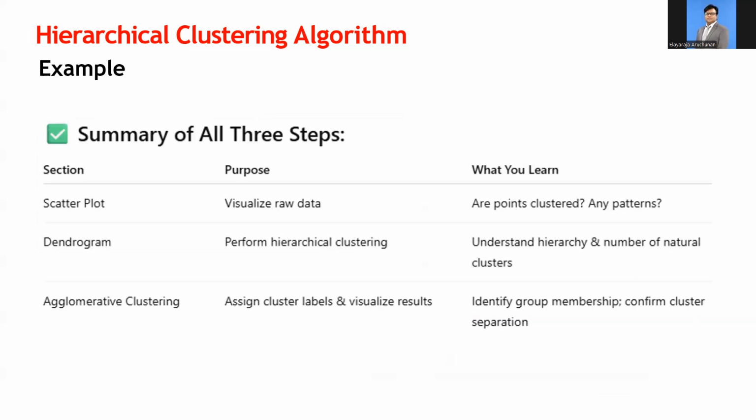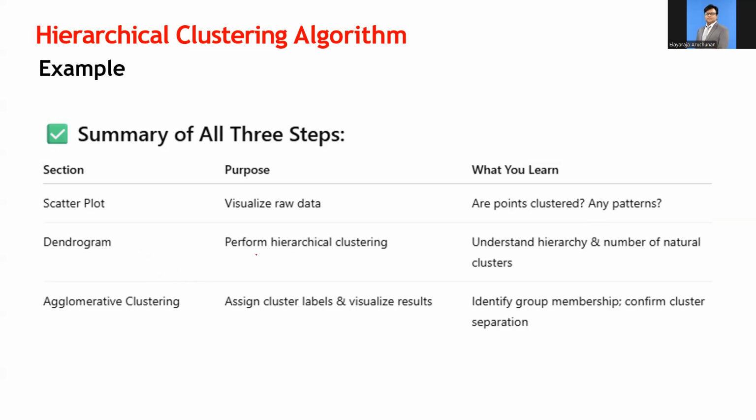Okay, so now we're going to see the summary of everything we have done just now. First is the section: scatter plot, dendrogram, and agglomerative clustering. The purpose of the scatter plot is to visualize the raw data, how it looks like. From here, we are able to see how many clusters there are, or whether there are any patterns.